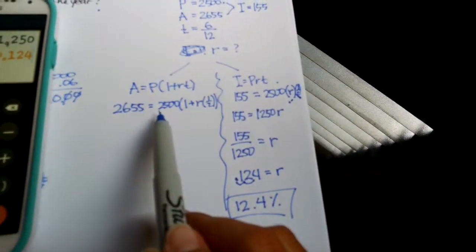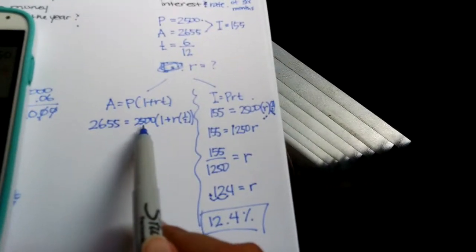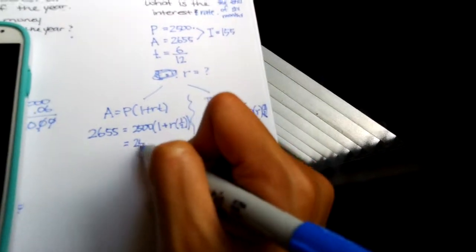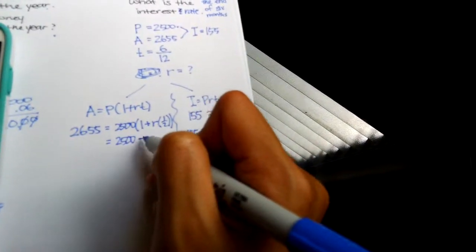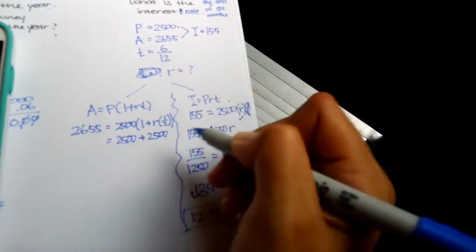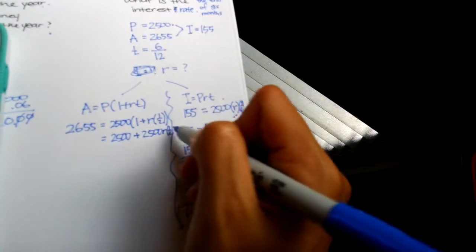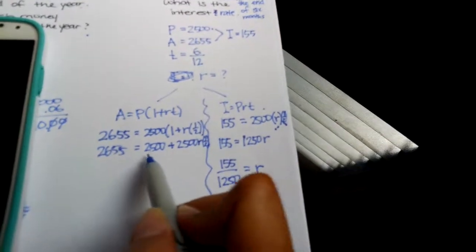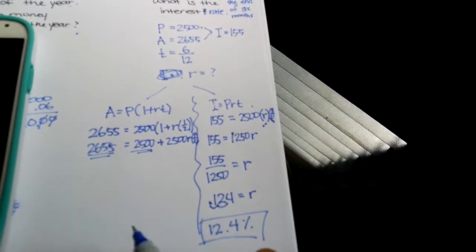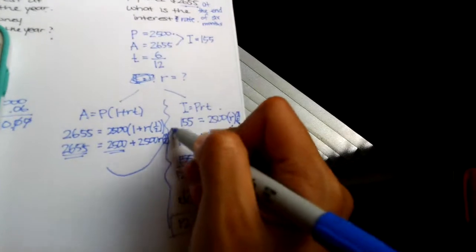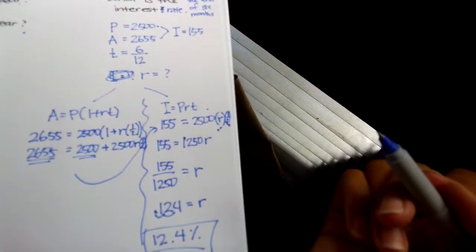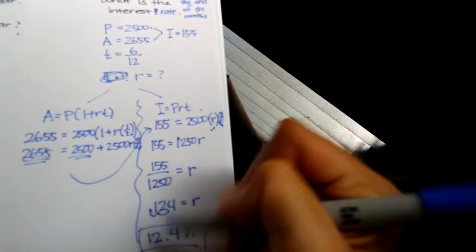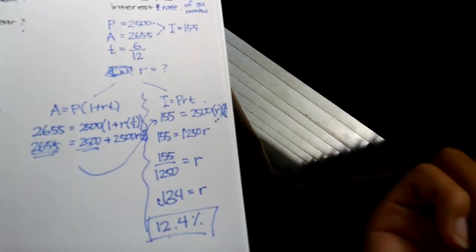Or you could go here and solve it, and it's the same process, right? So you could distribute first, you don't have to, but if you do, you get 2,500 plus 2,500 R times 1/2 equals 2,655. And if that's the case, you're going to subtract out 2,500 from both sides, and then we end up right here. So it's up to you to do that first and then go on, or to do it after. Either way, you're going to get the same percentage at the end.